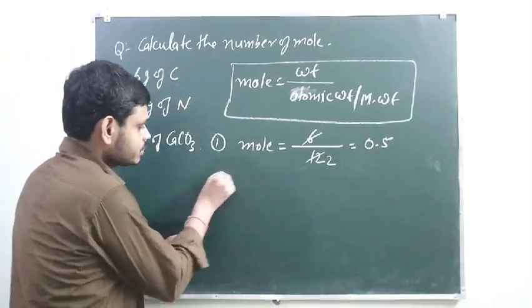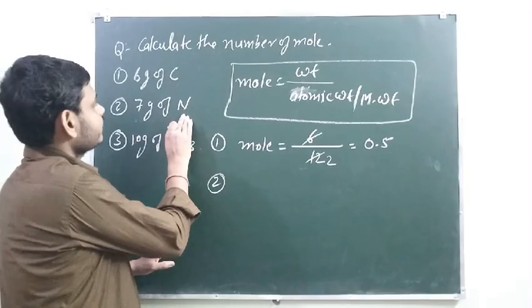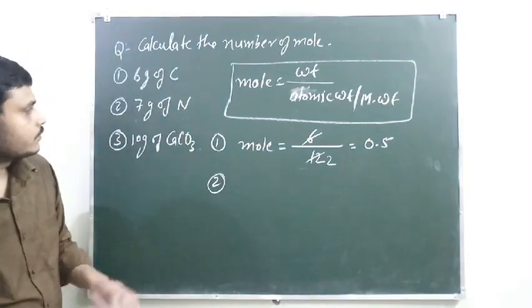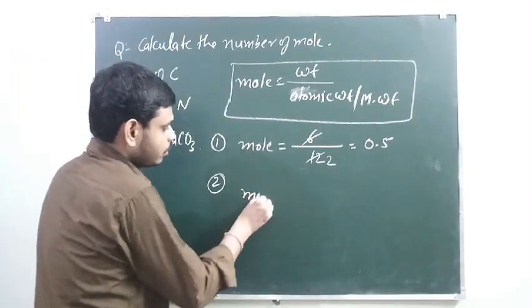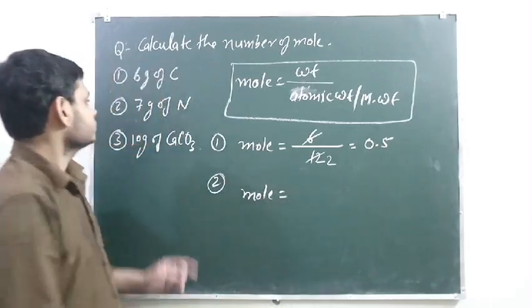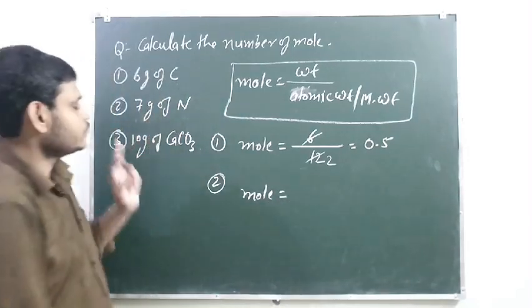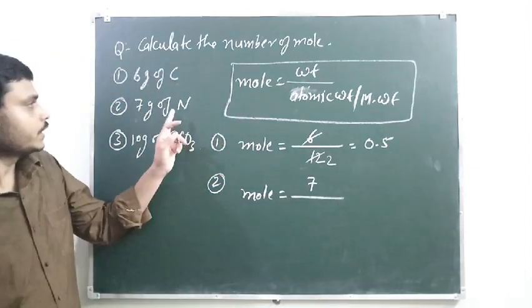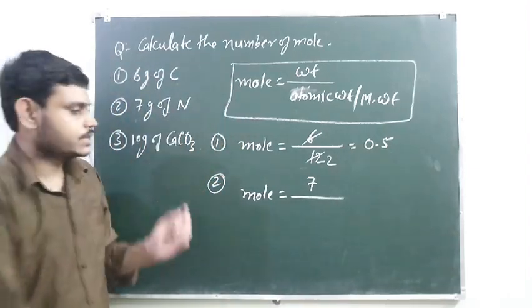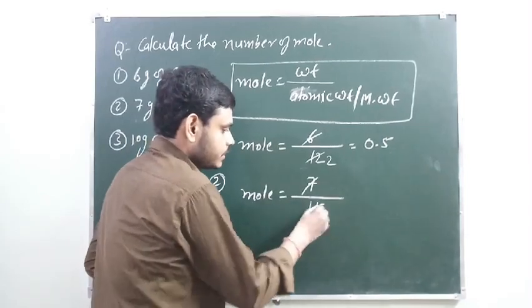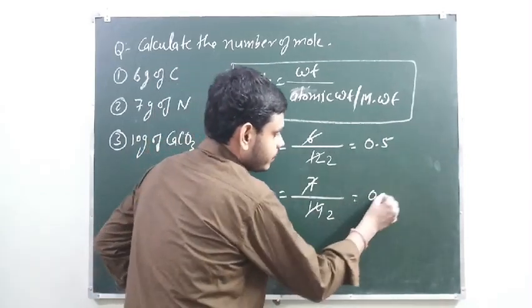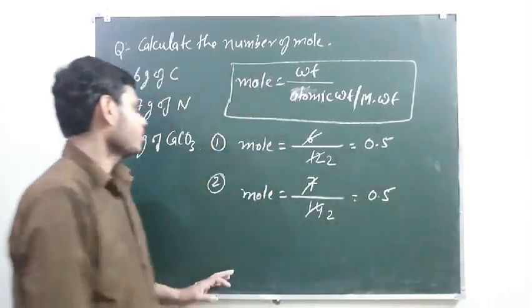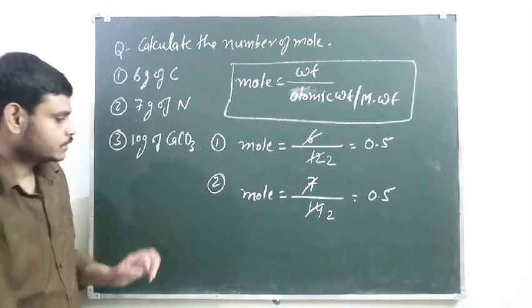Clear? That is 0.5 mole of carbon. The second question is 7 gram of nitrogen. We are calculating the mole, which is equal to 7 gram, the weight of nitrogen, divided by the atomic mass of nitrogen, 14. That is 0.5 mole of nitrogen.